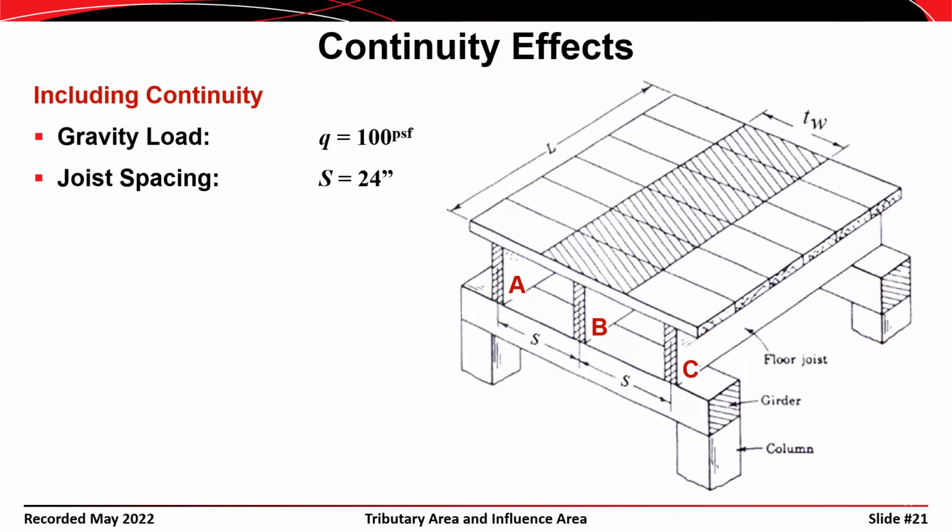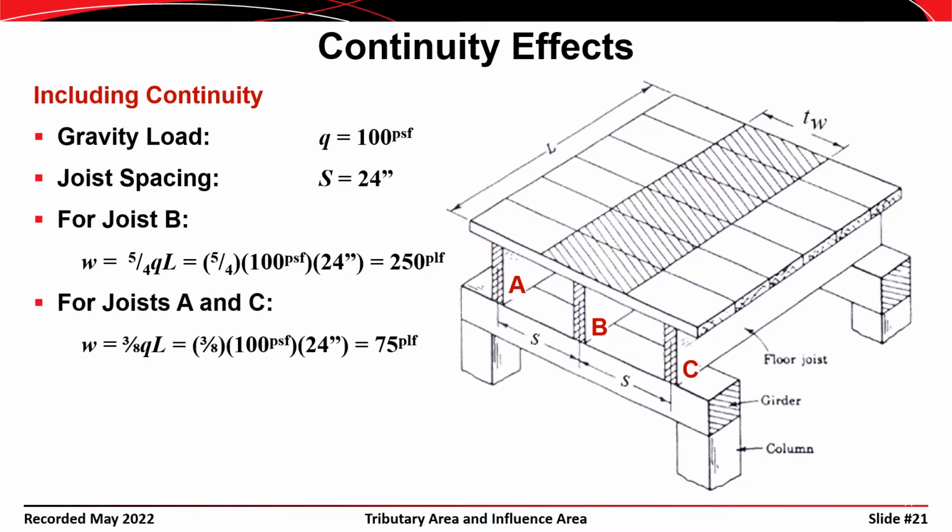If we go back now and recalculate the load that the floor joists have to carry, but this time include the effects of continuity for the planking, what we would do is use the reactions that we calculated for the continuous beam a couple of slides ago instead of using the tributary width approach. For joist B, we would calculate that it carries 5/4 times the load of 100 pounds per square foot times a span length of 24 inches to determine that joist B carries 250 pounds per linear foot of loading. Considering joists A and C, we see that each would carry 3/8 times the floor loading of 100 pounds per square foot times a span length of 24 inches, or 75 pounds per linear foot.